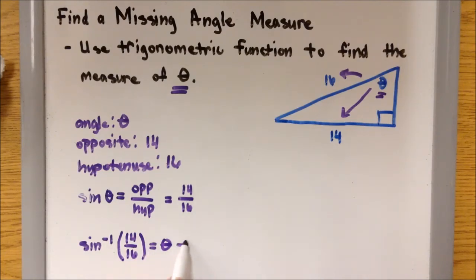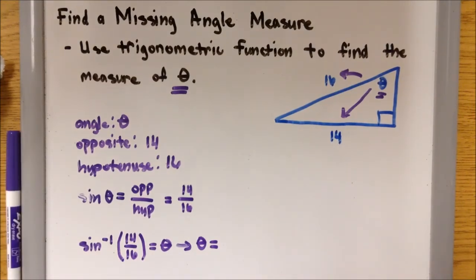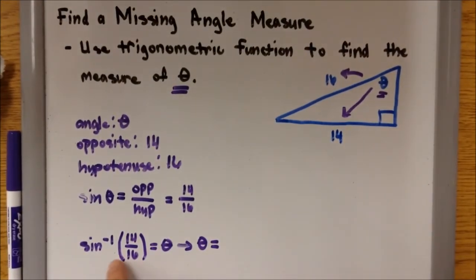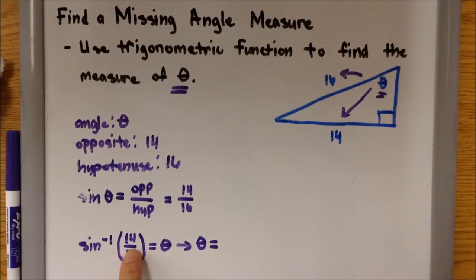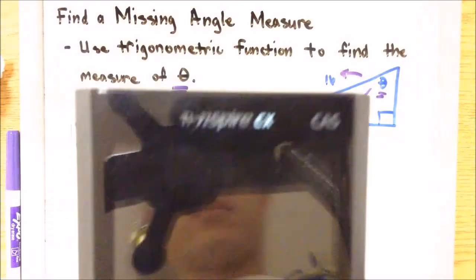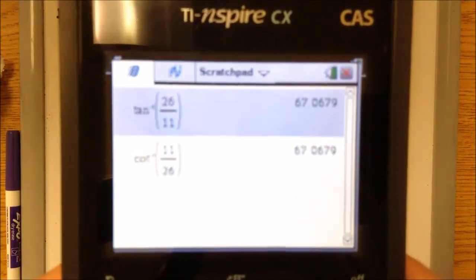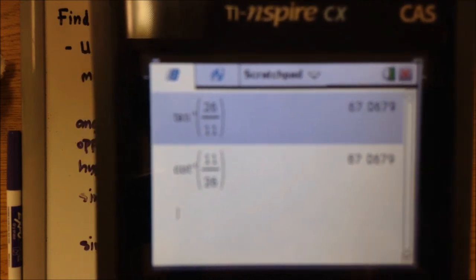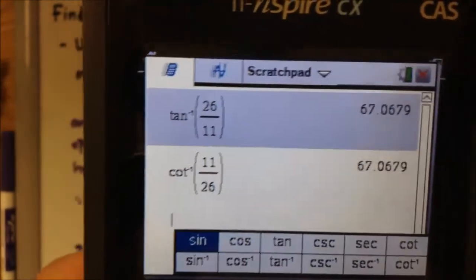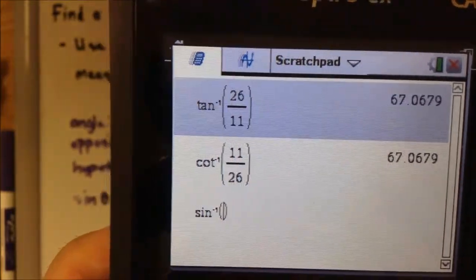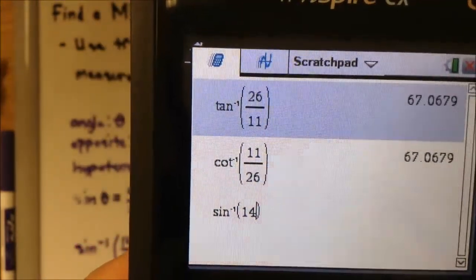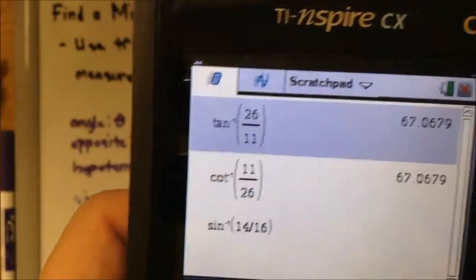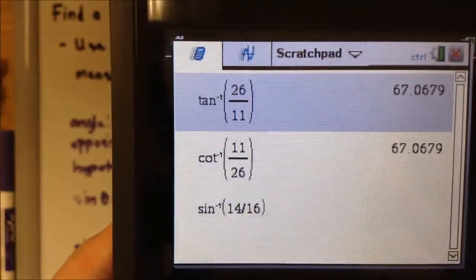So therefore, theta is where we're going to use the calculator. So we're going to type in inverse of sine of 14 over 16. So zoom in here. Alright, so we're going to go to the trig function. I'm going to go to the inverse sine, and then I'm going to type in the fraction. So 14 divided by 16, get outside the parentheses, hit control, hit enter.